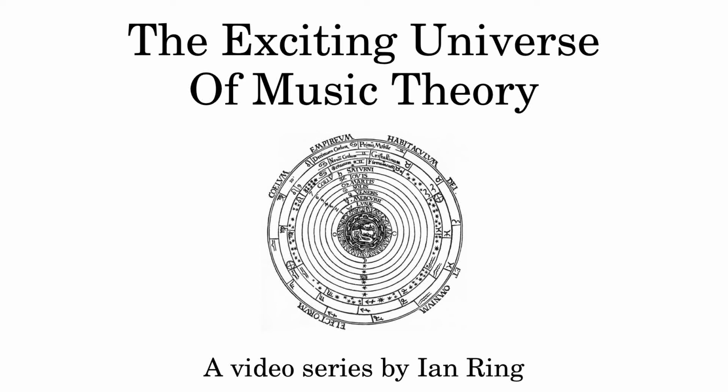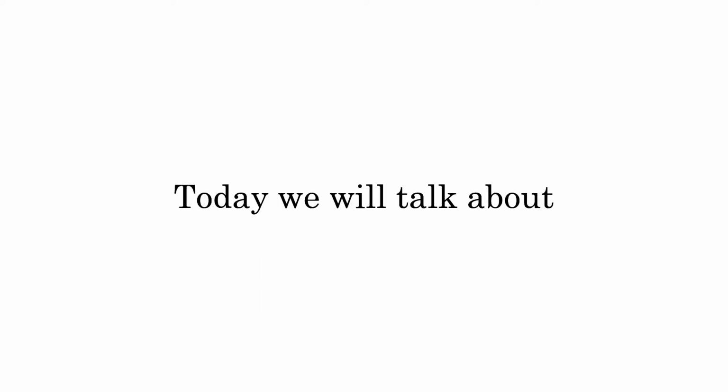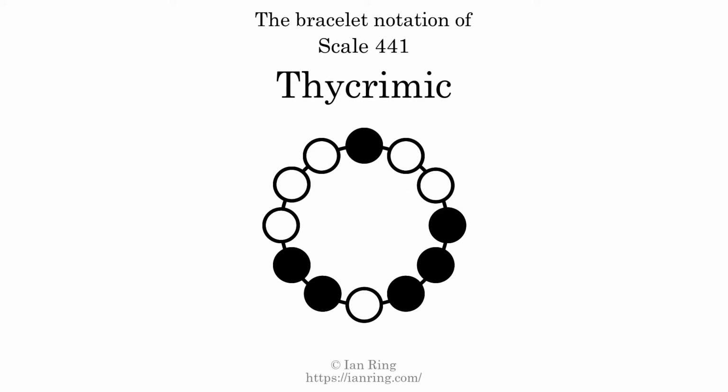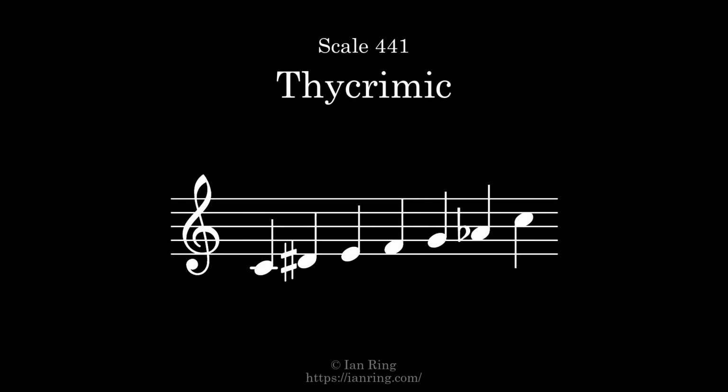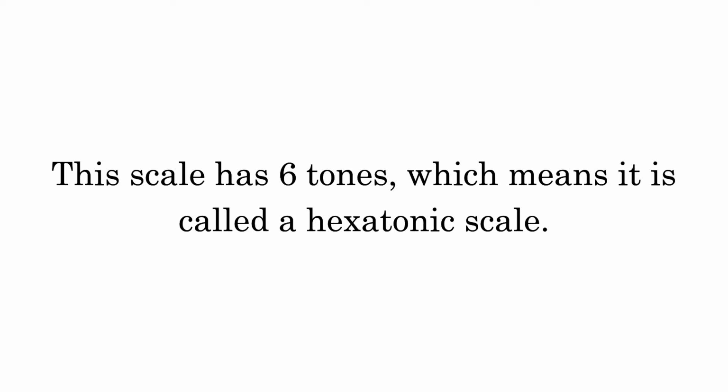Welcome to the exciting universe of music theory. Are you ready to learn? Then let's begin. Today we will talk about scale 441, Thycrimic, which sounds like this. This scale has 6 tones, which means it is called a hexatonic scale.